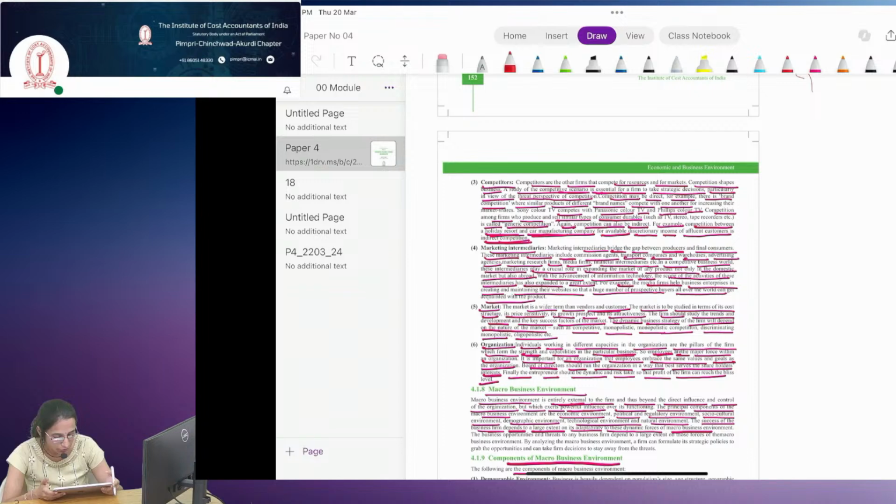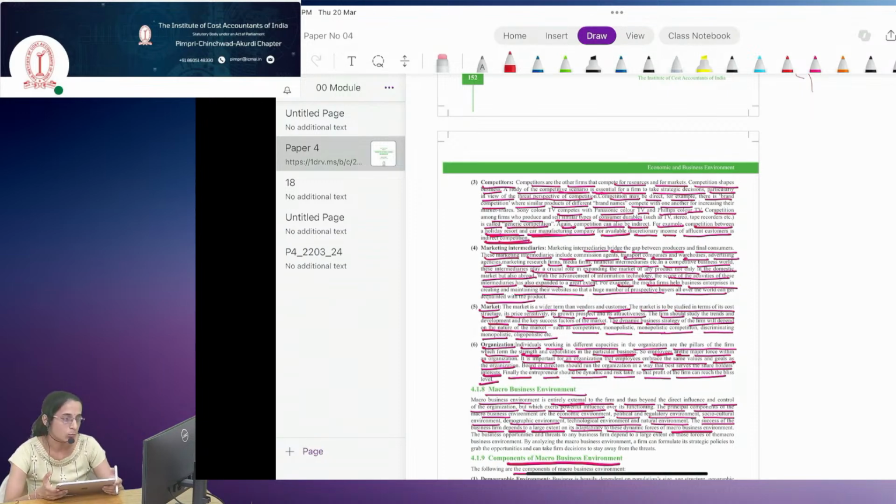With the advancement of information technology, the scope for the activities of these intermediaries has expanded to a great extent. For example, the media firms help business enterprises in creating and maintaining their websites so that a huge number of prospective buyers all over the world can get acquainted with the product. Next is what? Market.